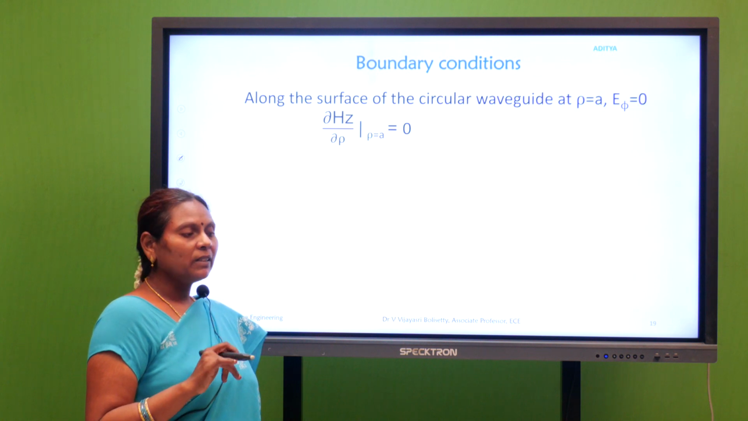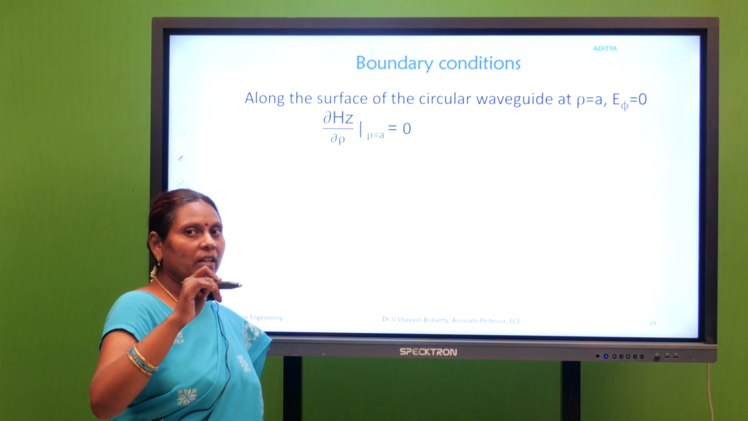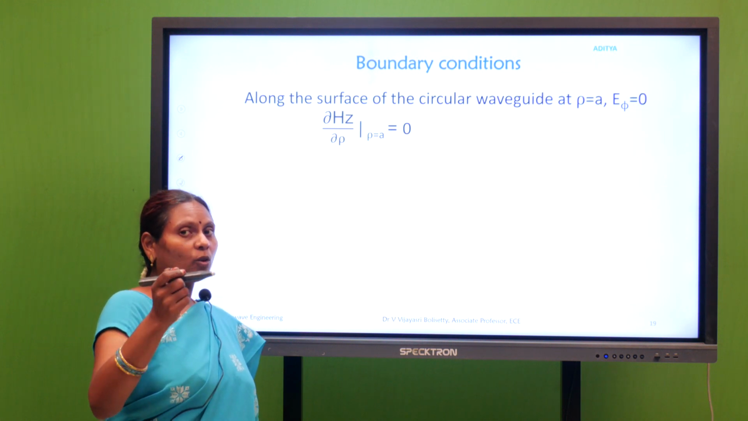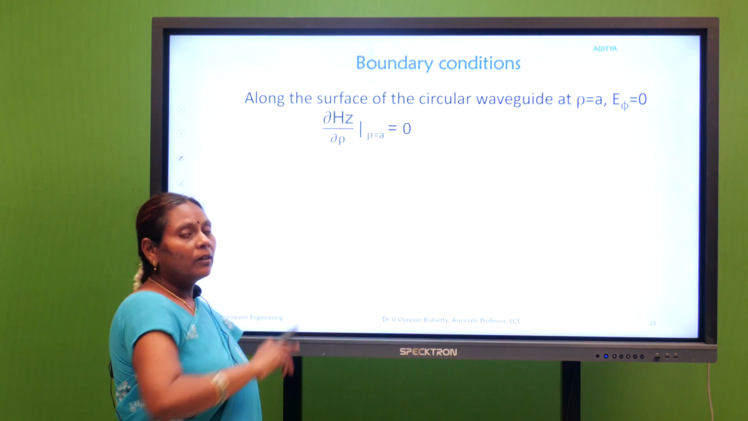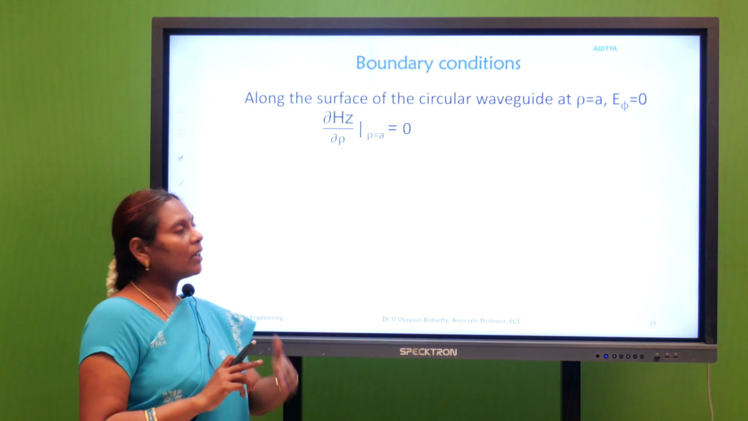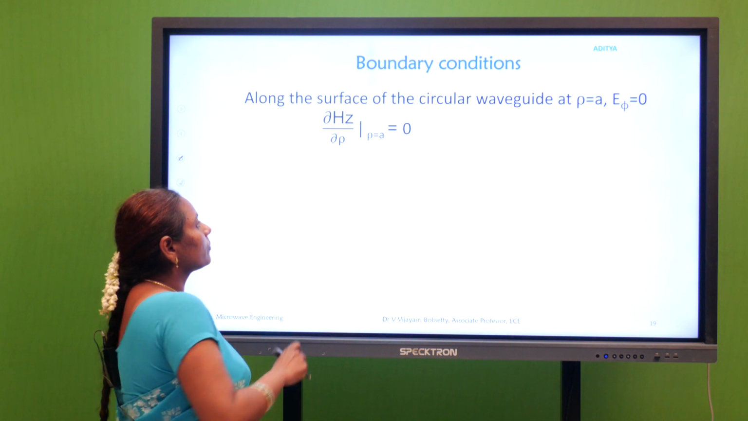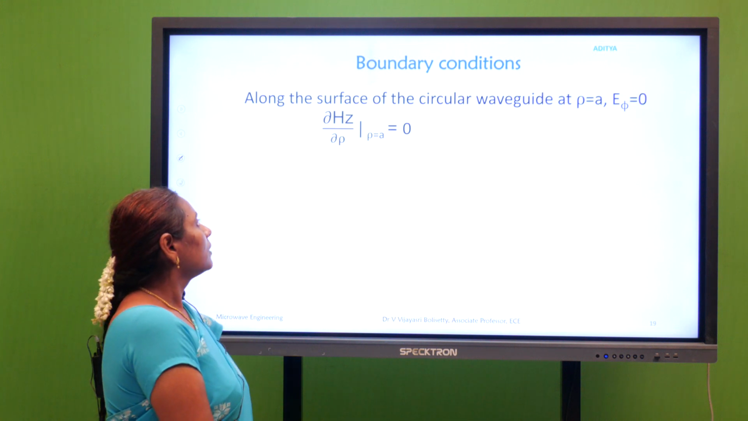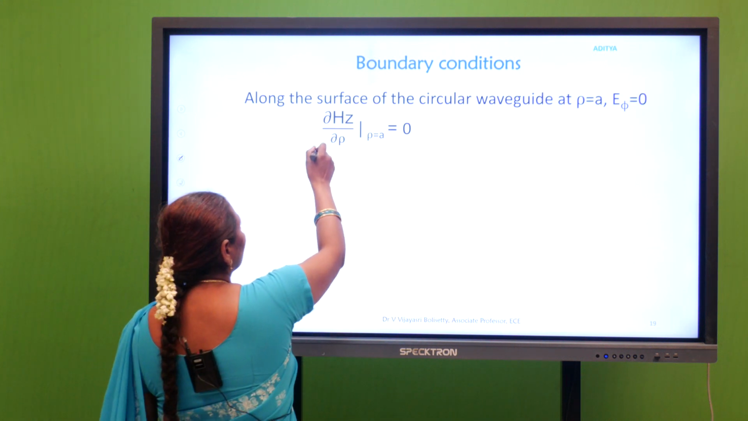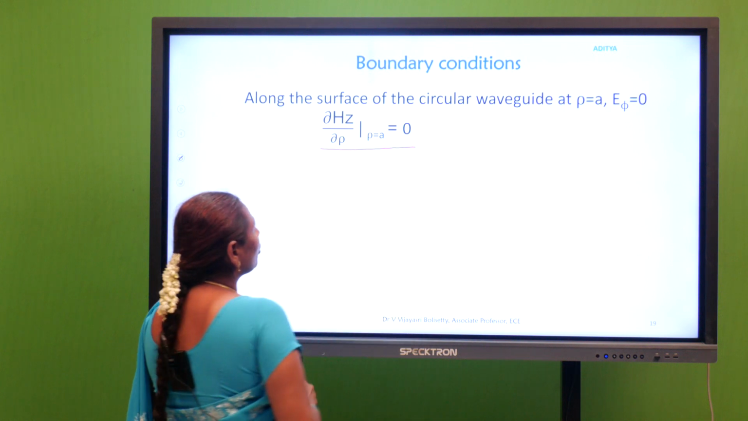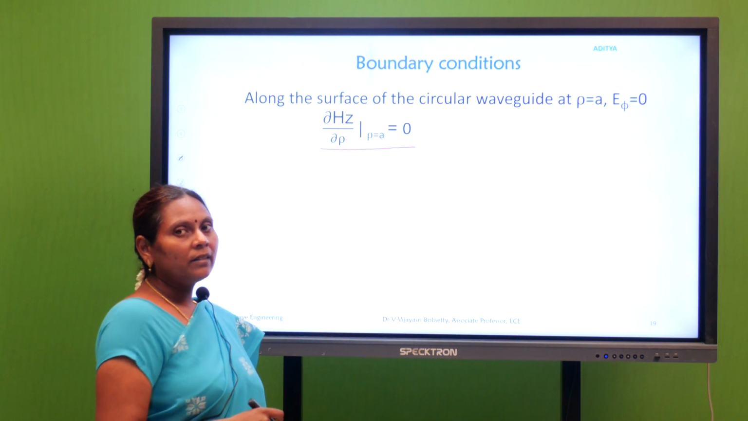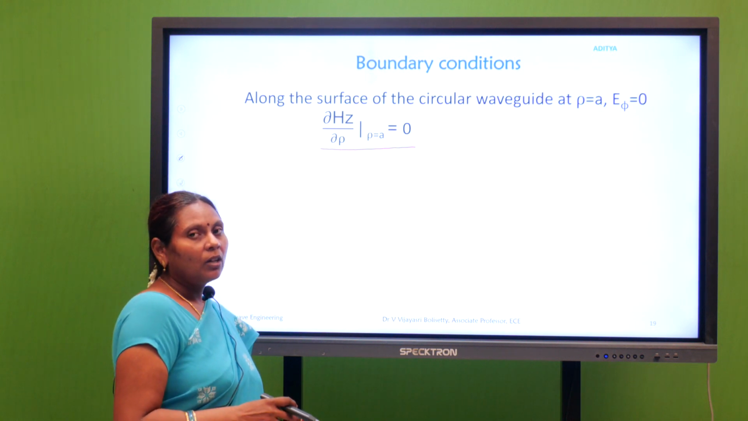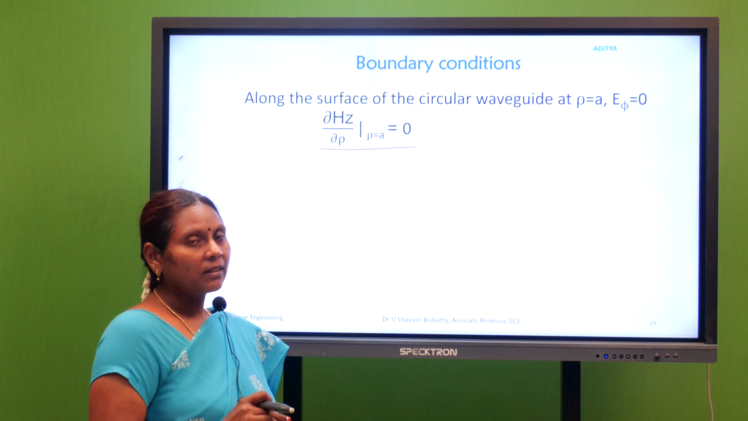equal to a, that means we have taken a as the radius of the circular cross section and rho is at any particular point. Suppose at rho is equal to a, that means along the surface of the circular waveguide, we get the field component E phi to be 0. Okay, that means we define it as dou Hz by dou rho at rho is equal to a is 0. So we take this condition and we find out what are the eigenvalues for our characteristic equation.